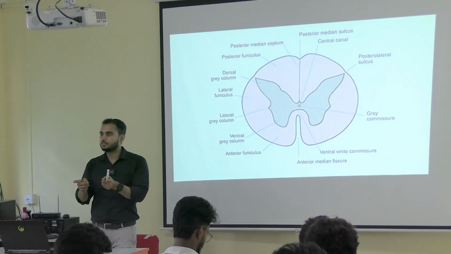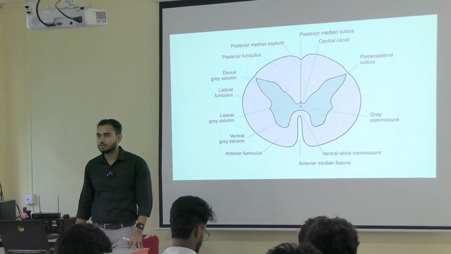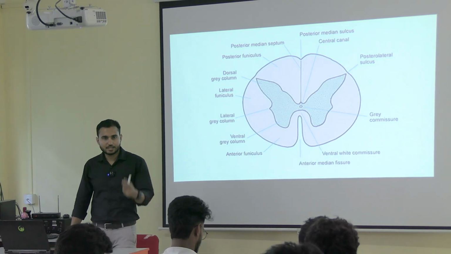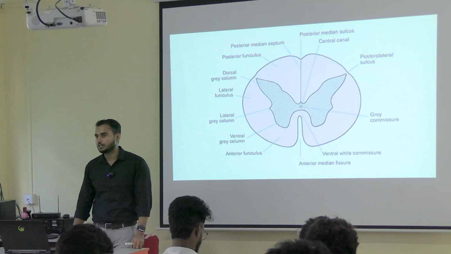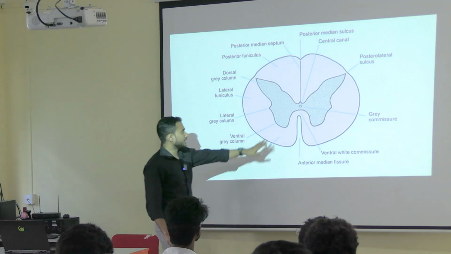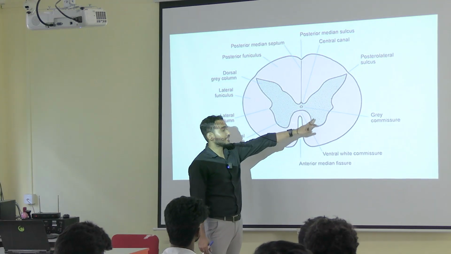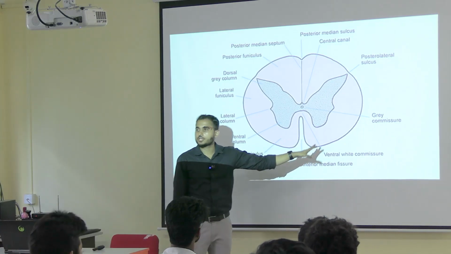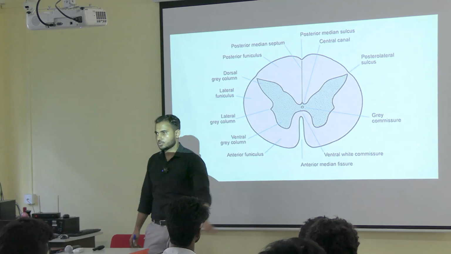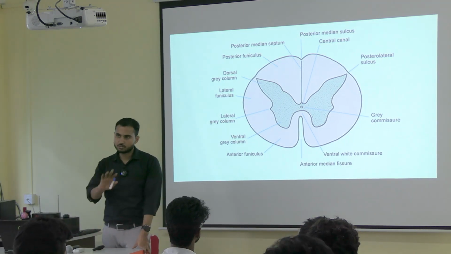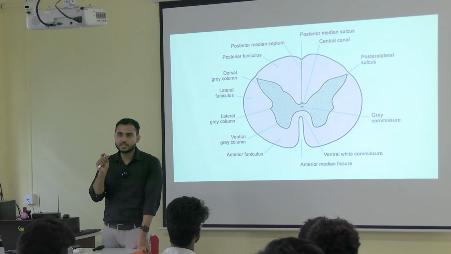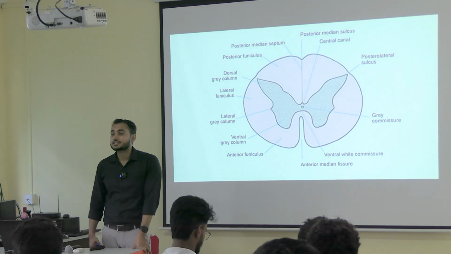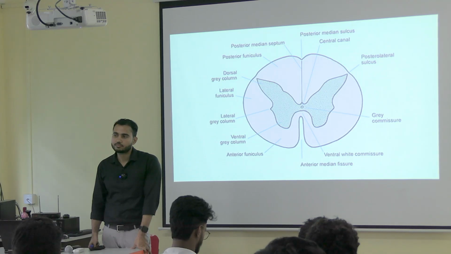Means at the center you will be getting the H-shaped gray matter, and periphery you will be getting the white matter. The question is, ग्रे मैटर में क्या रहता है, वाइट मैटर में क्या रहता है? Very simple. In the gray matter, we will be getting the cell bodies of different types of neurons. Which type of neuron, that will be discussed later, but please keep that in mind. H-shaped gray matter में क्या रहता है? Cell bodies of the different types of neurons.